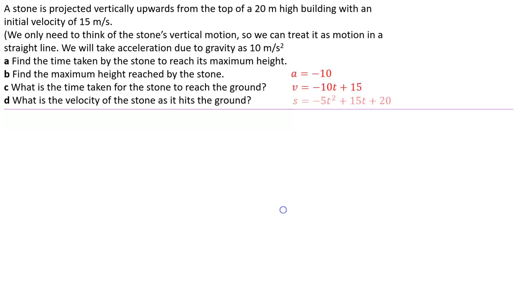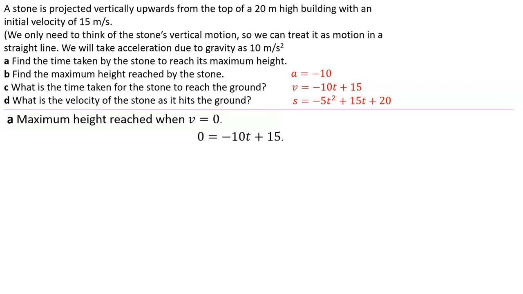Now I have these 3 relationships, I can start broaching the questions. The time taken for the stone to reach its maximum height. When the stone reaches its maximum height, momentarily its velocity will be equal to 0. So I can solve the v equation when it's equal to 0 to find what time that is. It's at 1.5 seconds, and so that's the time taken by the stone to reach its maximum height.